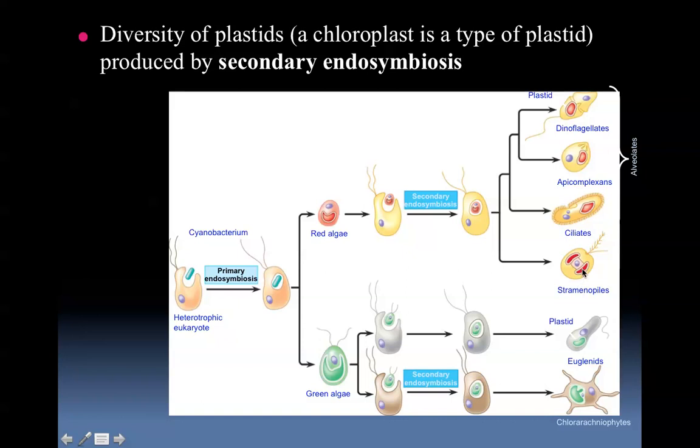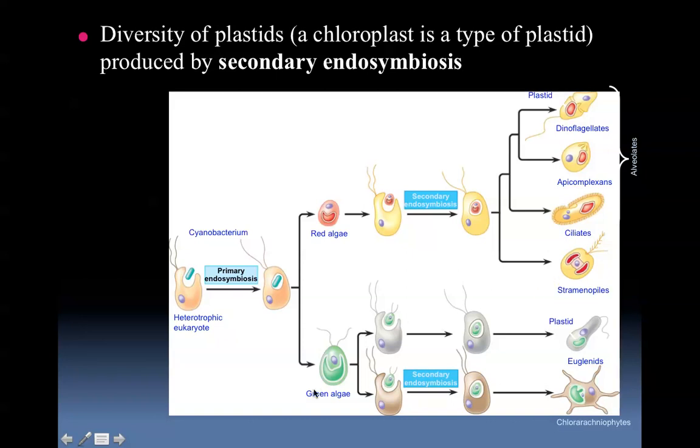So each of these different groups of protists has a different type of plastid, and all the plastids originate from red algae. So how this red algae came to be inside of these cells tells us that the differences there are what separates these protists.